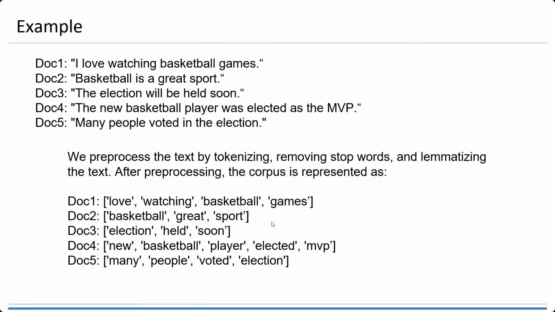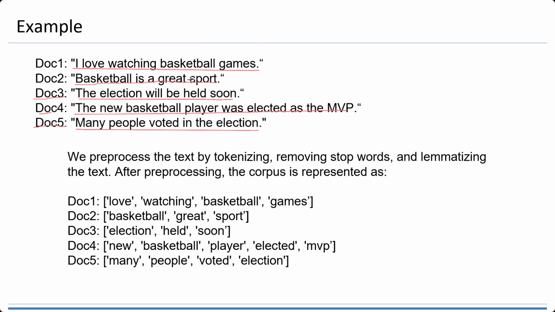Now, let's look at this simple example. I have document 1, document 2, document 3, document 4, document 5. Document 1 is this one: I love watching basketball games. Document 2: Basketball is a great sport. Document 3 mentioned the election will be held soon. Document 4: the new basketball player was elected as the MVP. Document 5: many people voted in the election.